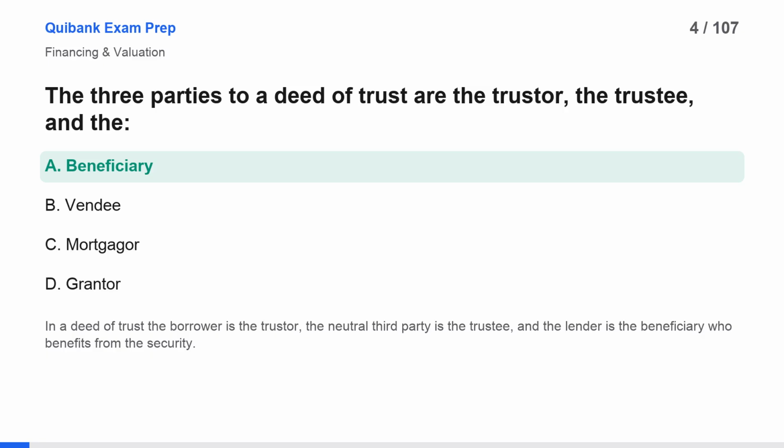The answer is A. Beneficiary. In a deed of trust, the borrower is the trustor, the neutral third party is the trustee, and the lender is the beneficiary who benefits from the security.